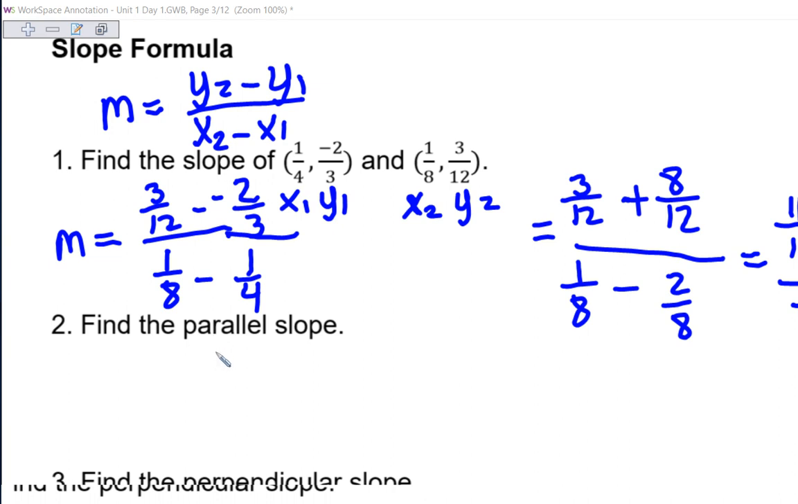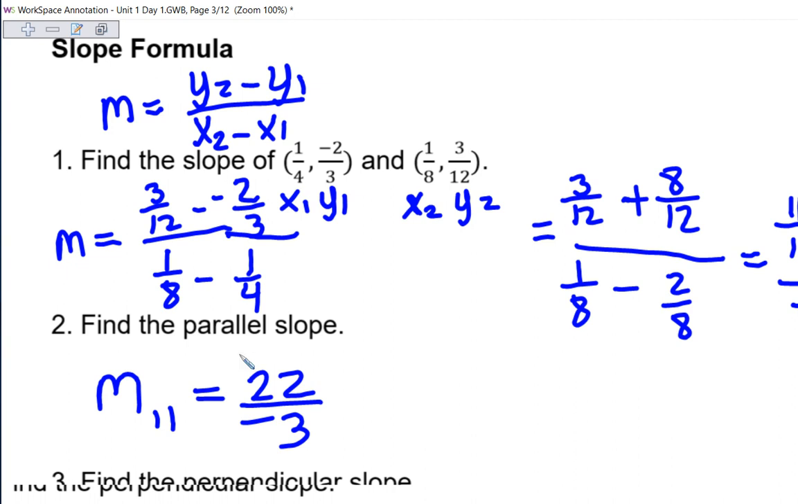Yeah, parallel lines have the same slope. So if this slope was 22 over -3, I'm going to use M with a little subscript of a parallel line, and this represents the parallel slope. The parallel slope would have to be the same slope, which would be 22 over -3. So parallel lines have the same slope. Then question 3 wants us to find the perpendicular slope.